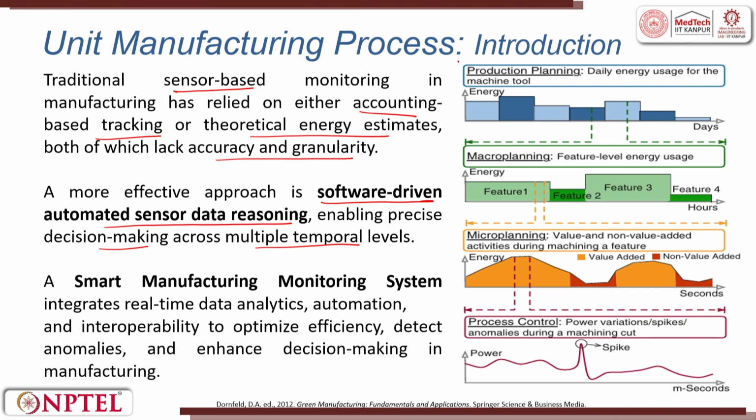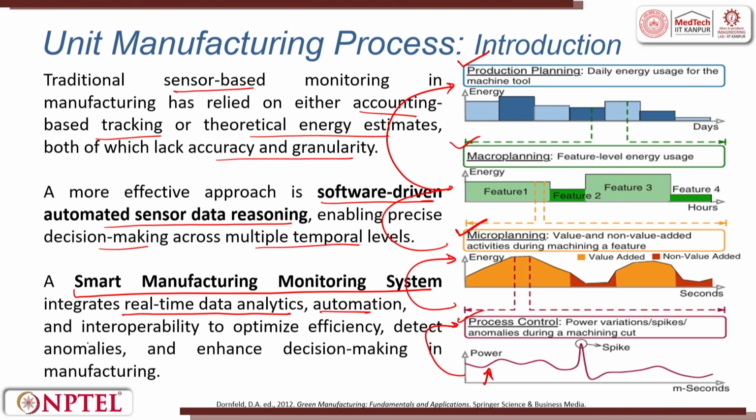So you can see at a production planning level, at a macro planning level, then micro planning level, and process control. From the process control itself, if I try to do something here, this will reflect up, and finally production planning has to be done in such a way. A smart manufacturing monitoring system is one which integrates real-time data analytics, automation, and interoperability to optimize efficiency, detect anomalies, and enhance decision-making in manufacturing.